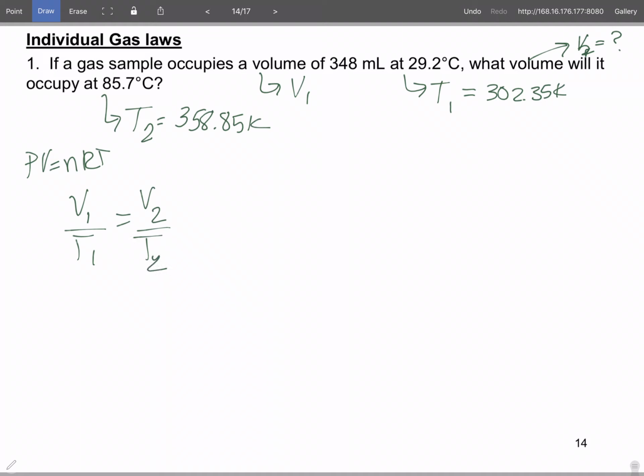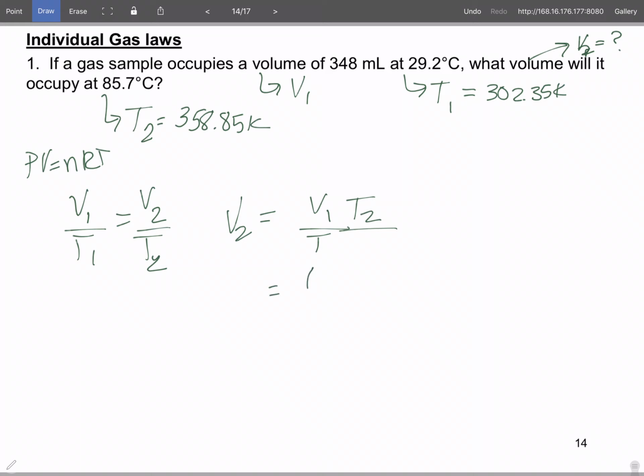Now this is where the A word comes into play, you know, algebra. And I like to rearrange. So I'm going to say I want V2. V2 is going to be equal to V1 over T1 times T2. Okay? And then I like to plug in. But some of y'all like to cross multiply, plug in, whatever. Whatever floats your boat. The rule is as long as you obey the rules of mathematics, you're fine. If you do not obey the rules of mathematics, then, okay, you're in trouble. Okay, so if you need to go back and review your algebra, then you can.